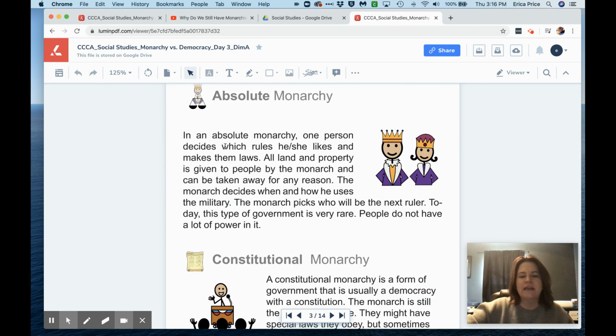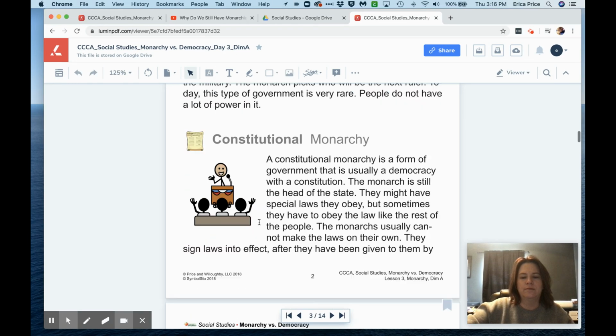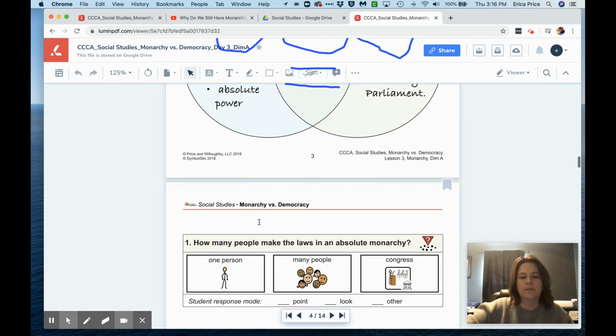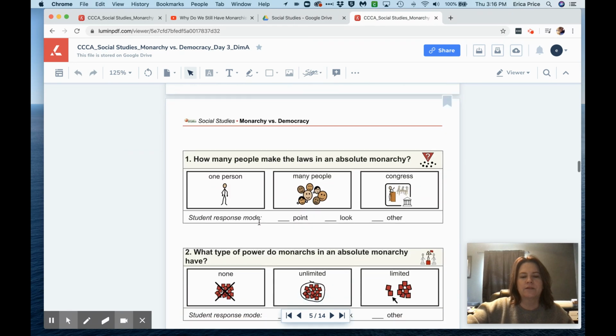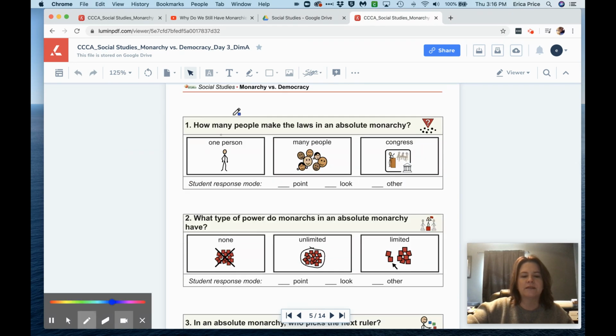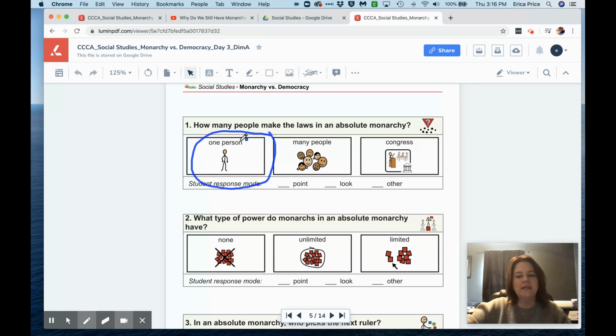In an absolute monarchy, one person decides which rules he or she likes and makes them laws. Everything is run by this one person. Okay? So just one person makes the rules, makes the laws. So you should have written down one person. Pause the video if you need a second to write it down. If not, good, we're going on.